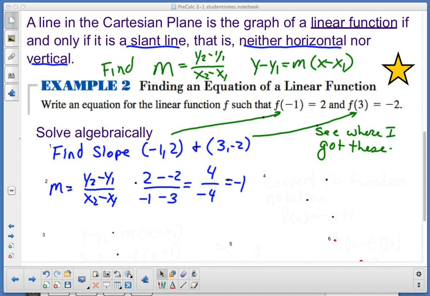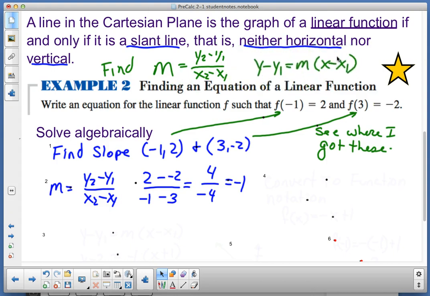So I've got slope going on here. So I'm going to write an equation. So I've got y equals mx plus b. Do you guys remember point slope form? I would totally use point slope form. That's this one right here. Point slope form: y minus y1 equals m times the quantity x minus x1.